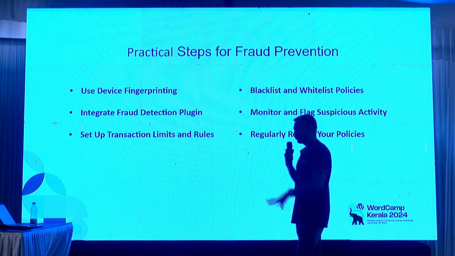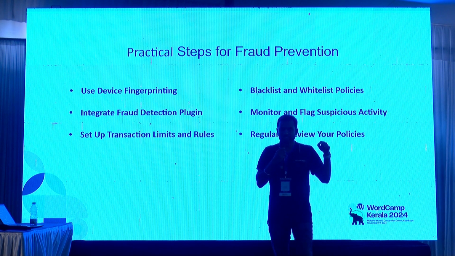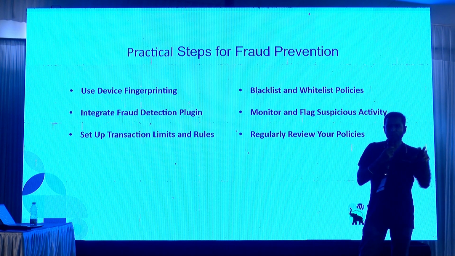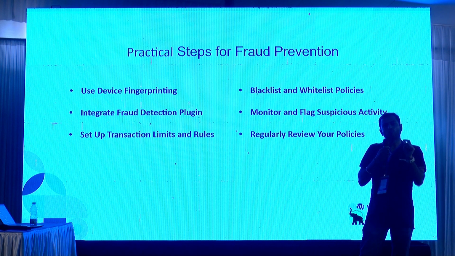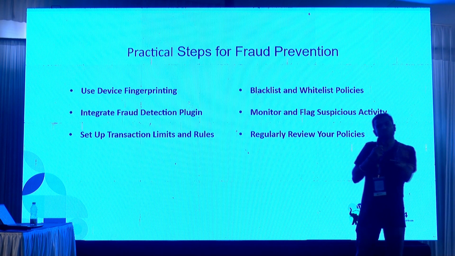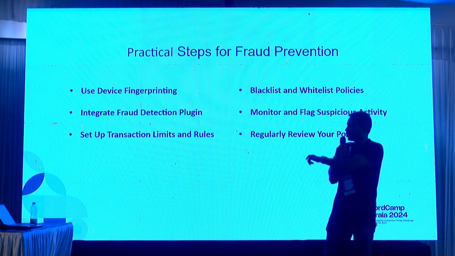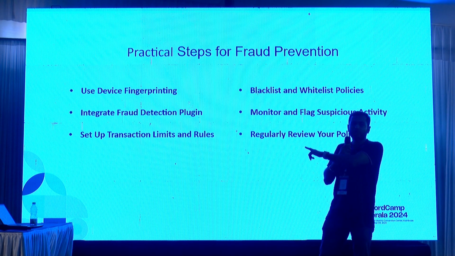Next being regularly review your policies. So what happens is, suppose that you've set up the policies and still frauds are happening. Then you should be able to observe and see that, okay, what is left out? What is the behavior that is causing these frauds to happen? And you should be able to go and tweak those policies accordingly. The velocity rules that I just explained, that helps.